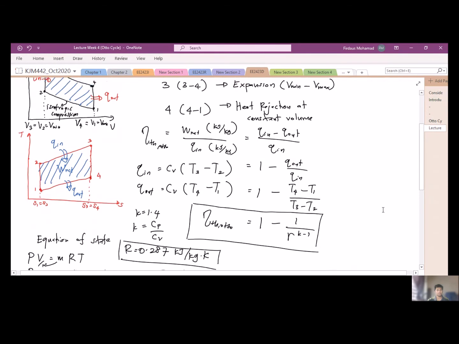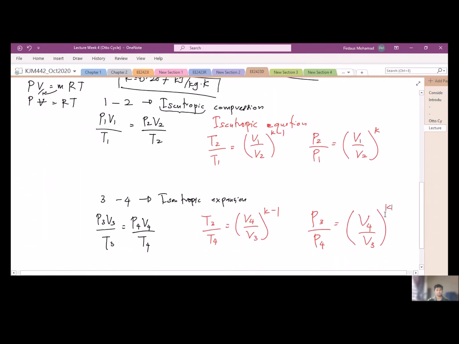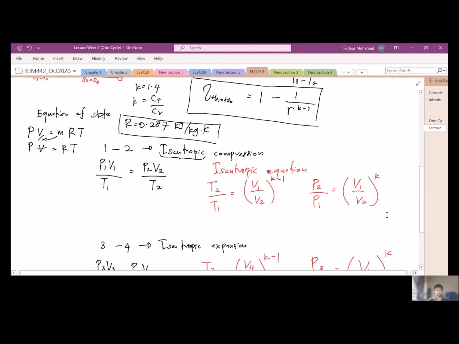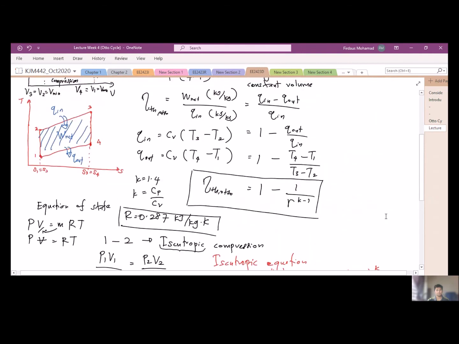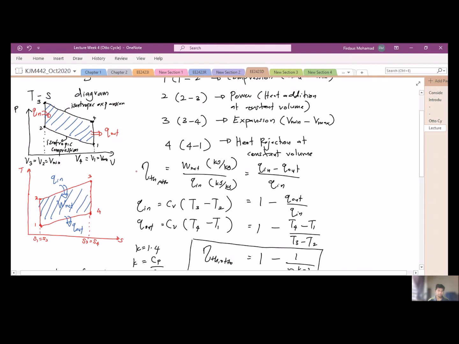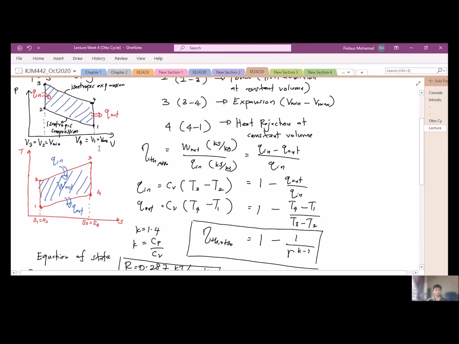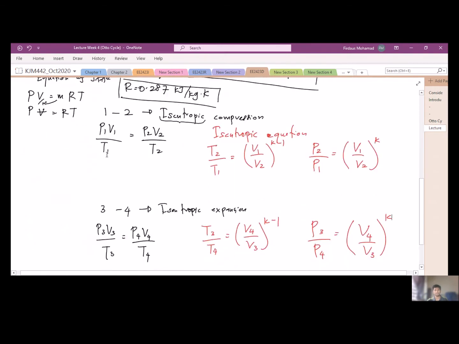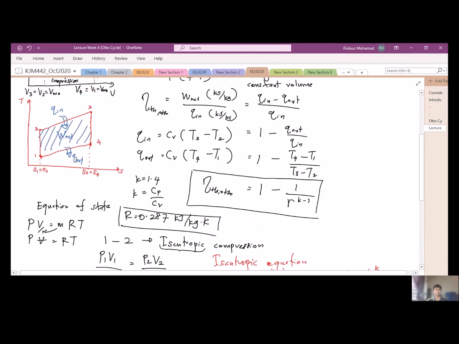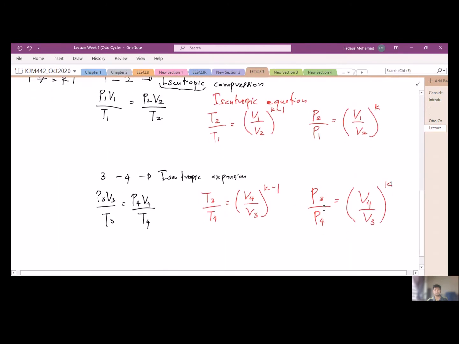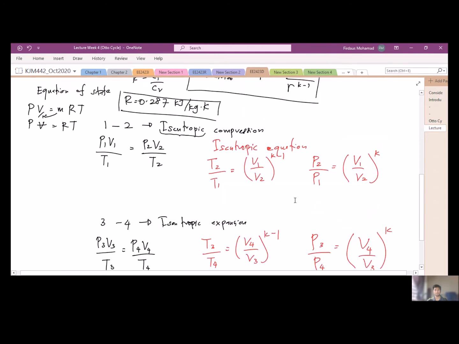V3 is also equal to the volume compression ratio, okay, for that particular stage, 1, 2 and 3, 4. So this is how to determine the asymptotic compression and expansion based on the asymptotic equation, okay.